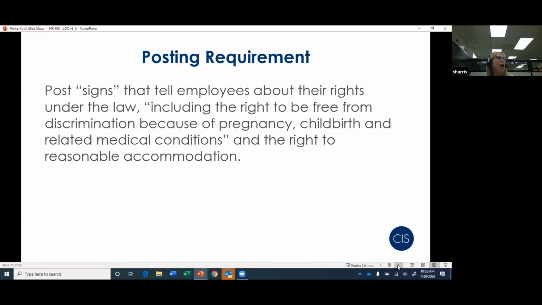Okay, with this law, you have to post signs that tell employees about their rights under the law, including the right to be free from discrimination because of the pregnancy, childbirth, or related medical condition that is the reason why the employee is asking for a reasonable accommodation. So the employee is protected. Please do not discriminate or treat the employee different because she has asked for this reasonable accommodation.